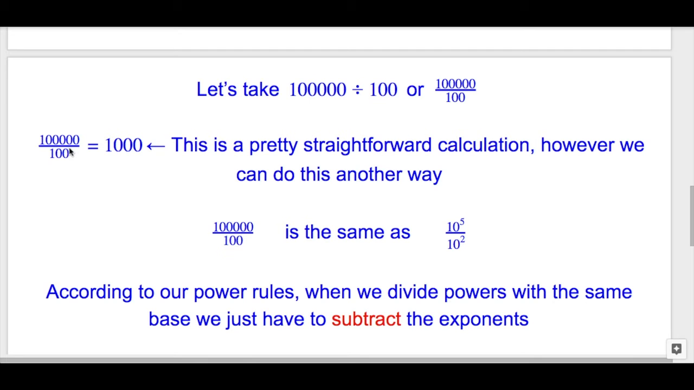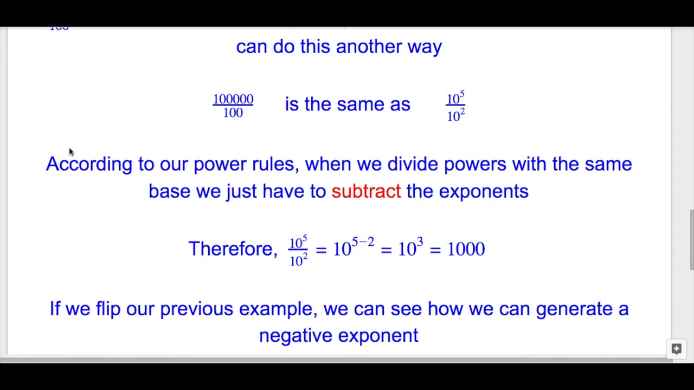However, there's an easier way to do this. Let's take a look at that fraction again. And this time what we're going to do is take this fraction and convert it into a power base 10. Well, let's start off with the numerator. If we look at the numerator, we have 5 zeros in this value, which is the equivalent of 10 to the 5. In the denominator, we have 100, which is equivalent to 10 to the 2.